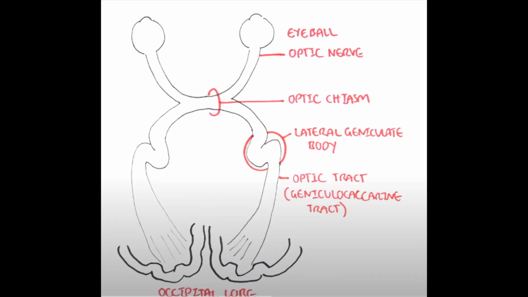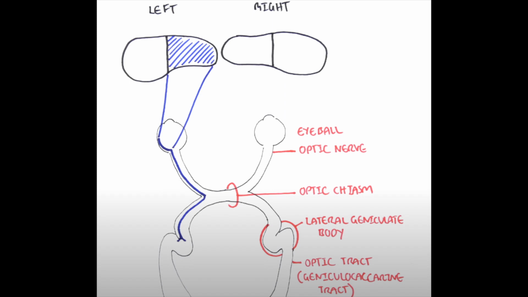Now we will look at the visual pathway. So here we see the eyeball, the optic nerve, the optic chiasm, lateral geniculate body, the optic tract, which is also known as the geniculocalcarine tract, and the occipital lobe. Here are the visual fields.